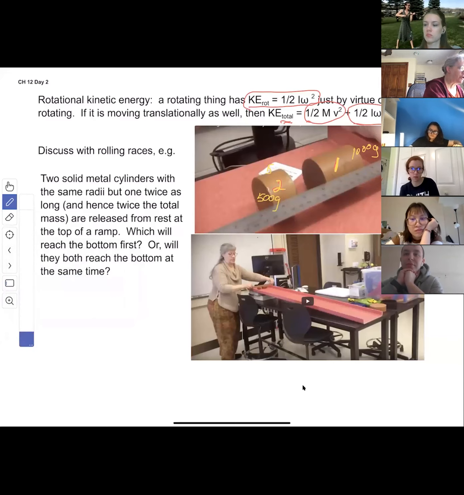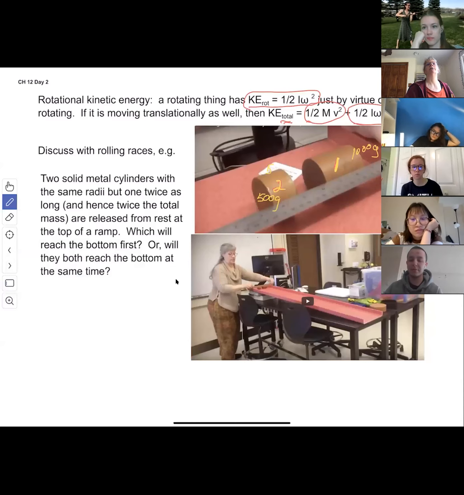So my question for you is, in this particular situation, these cylinders have the same radius. One is double the mass of the other. They're released from rest. Which one will reach the bottom first, or will they both reach the bottom at the same time? I want to give you a couple minutes to chat with each other about this, and I'm going to put you into breakout rooms for that.